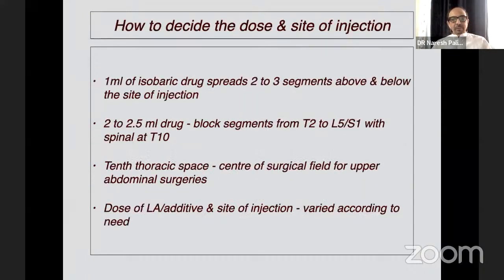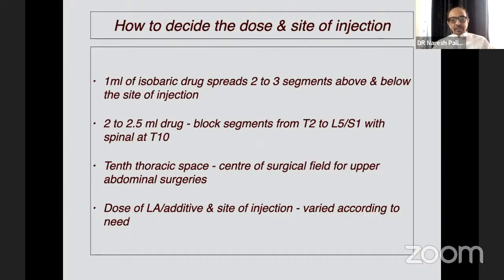Now, this is important. How to decide the dose and the site of injection, like Dr. Silverman said, and this also applies to segmental spinals. Here, 1 ml of the isobaric drug spreads 2 to 3 segments above and below the site of injection. Accordingly, you can calculate the doses required for each surgery according to the dermatomes you need to block. But in general, for all abdominal surgeries, you can take it as a gross statement that 2 to 2.5 ml of the drug blocks segments from T2 to L5S1 with spinal at T10. You can do all intra-abdominal surgeries of short to mid duration with this much dose.